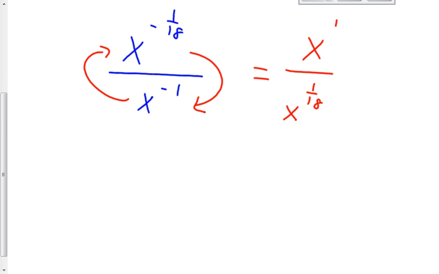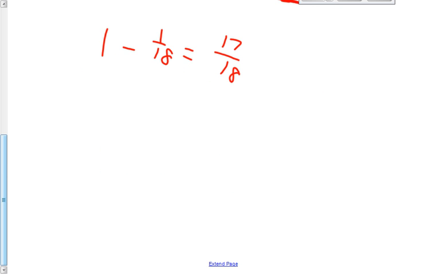We have x raised to the 1st divided by x raised to the 1/18. With common bases, we can use the quotient property for exponents. And the quotient property says with common bases, we can subtract their exponents. So we would get 1 minus 1/18. Remember that rule? With common bases, you can subtract whatever the exponents are. So 1 minus 1/18 is 17/18. So we would get x raised to the 17/18.